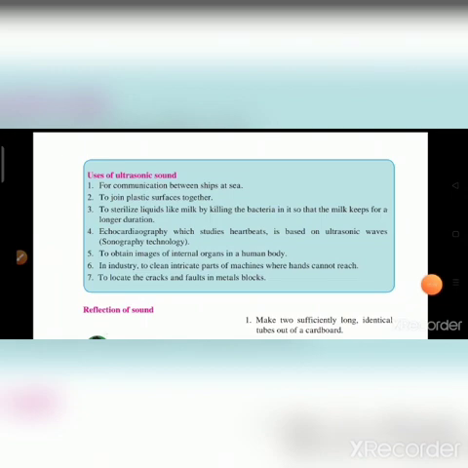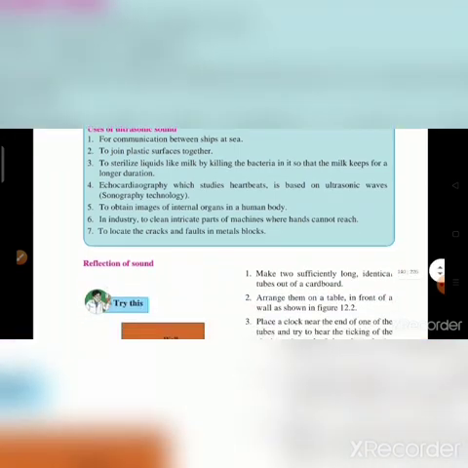What are the uses of ultrasonic sound? For communication between ships at sea, to join plastic surfaces together, to sterilize liquids like milk by killing the bacteria in it so that the milk keeps for a longer duration. Fourth, echocardiography, which studies heartbeats and is based on ultrasonic waves. The sonography technology, to obtain images of internal organs in the human body. In industry, to clean intricate parts of machines where hands cannot reach, and to locate the cracks and faults in metal blocks. So as you can see, these are the uses of ultrasonic sound, and how important it is in our day-to-day life and for the advanced technologies which we have made.